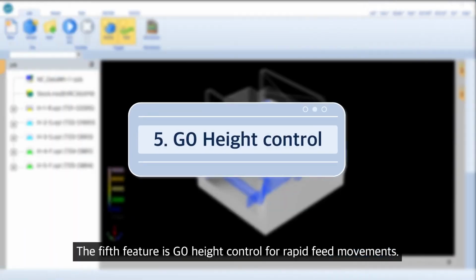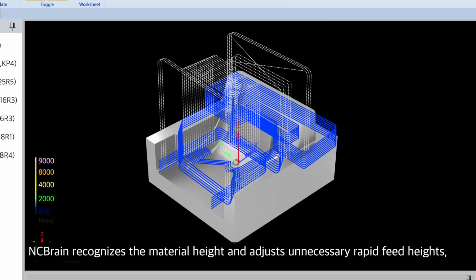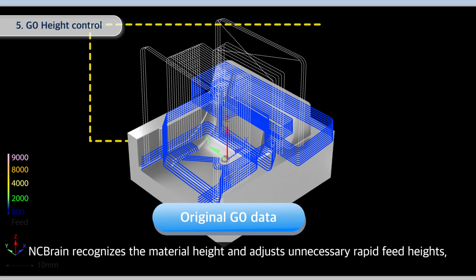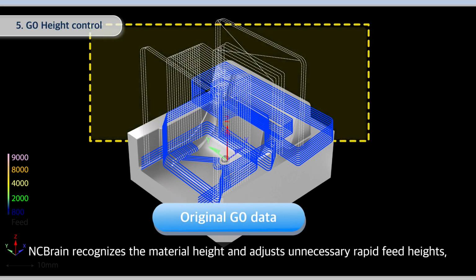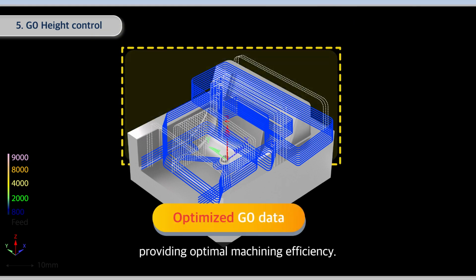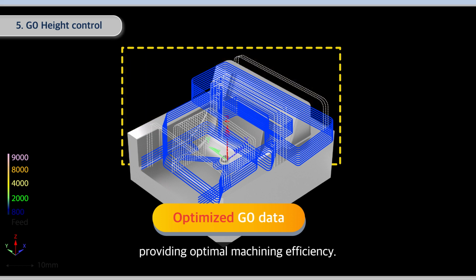The fifth feature is G0 height control for rapid feed movements. NCBrain recognizes the material height and adjusts unnecessary rapid feed heights, providing optimal machining efficiency.